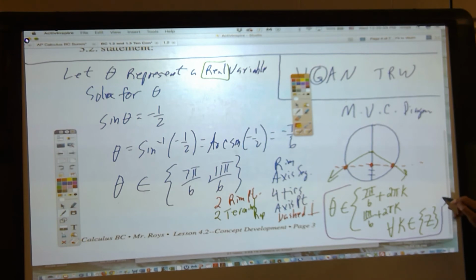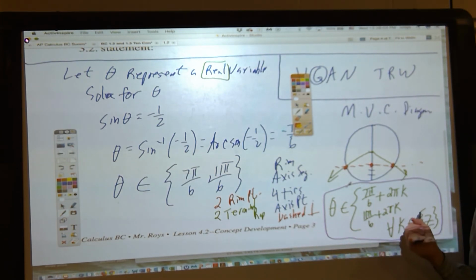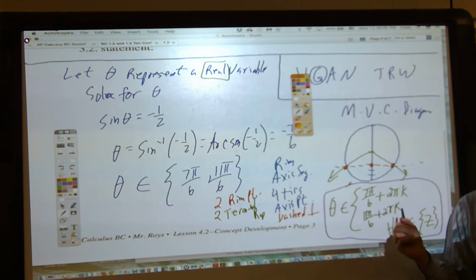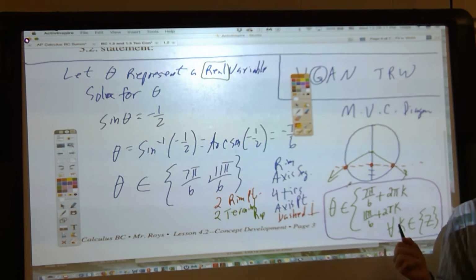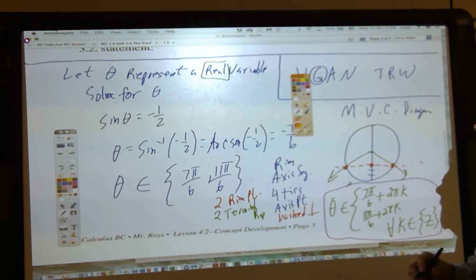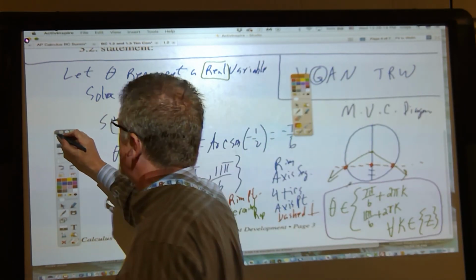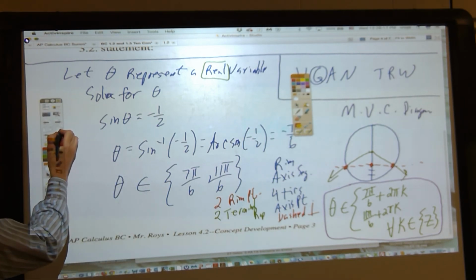Now you might be thinking, well, Mr. Royce, your expectations are too high. Do you really expect us to draw a muck diagram every time we solve a trig equation? Well, first of all, it'll help you really understand what's going on. The answer is yes, I do. Second of all, it doesn't take long. I mean, it may take a while when you're teaching someone how to do it, but watch this.